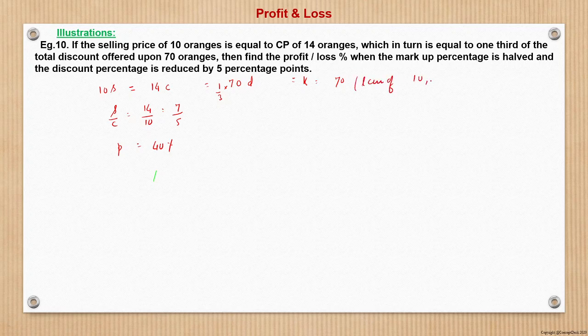LCM of 10, 14 and 7. This we have seen in ratio, right? So from here we can say that S is to C is to D is 70 by 10, which is 7, 70 by 14, which is 5, and 70 by 70 into 3, which is 3. So therefore if selling price is 7, then cost price would be 5 and the discount would be 3. So let us draw this pictorially. How to draw?